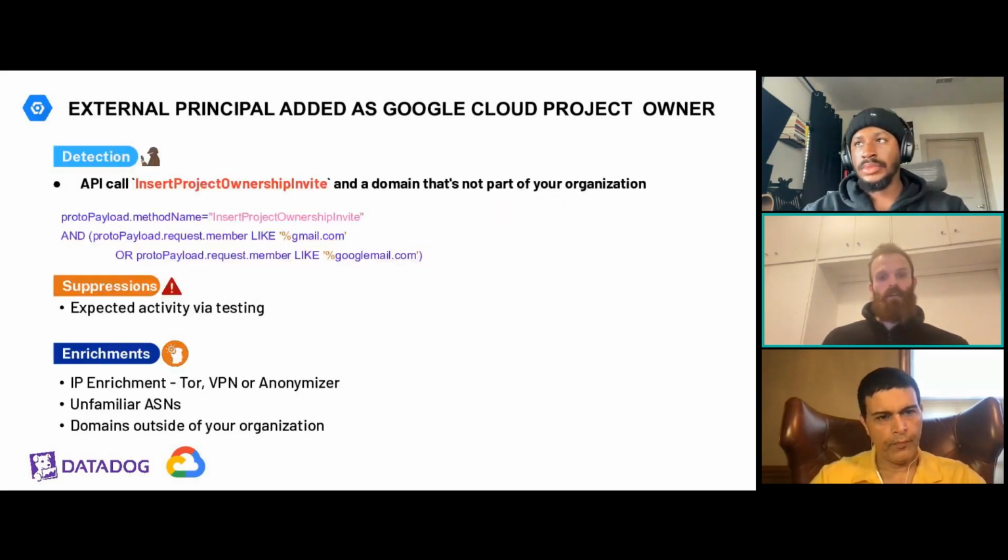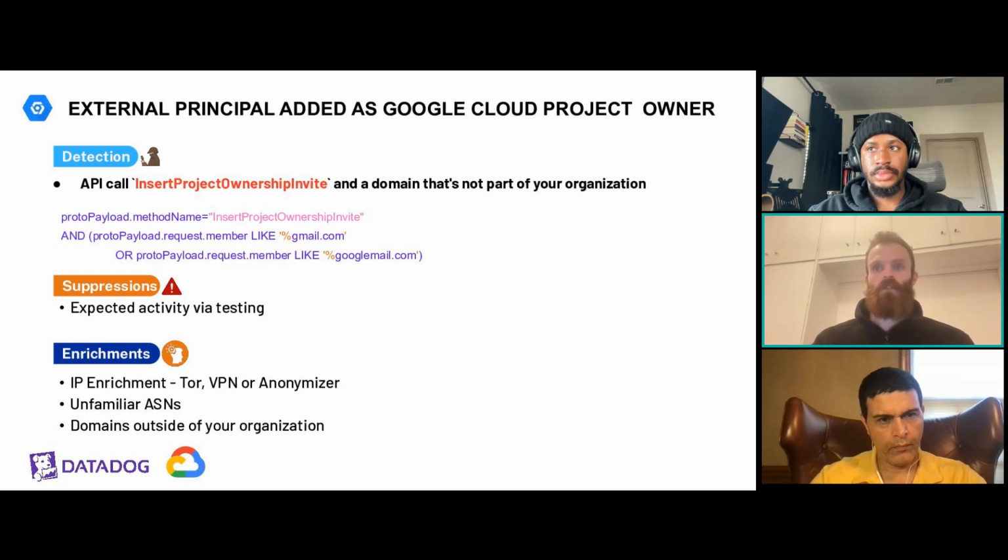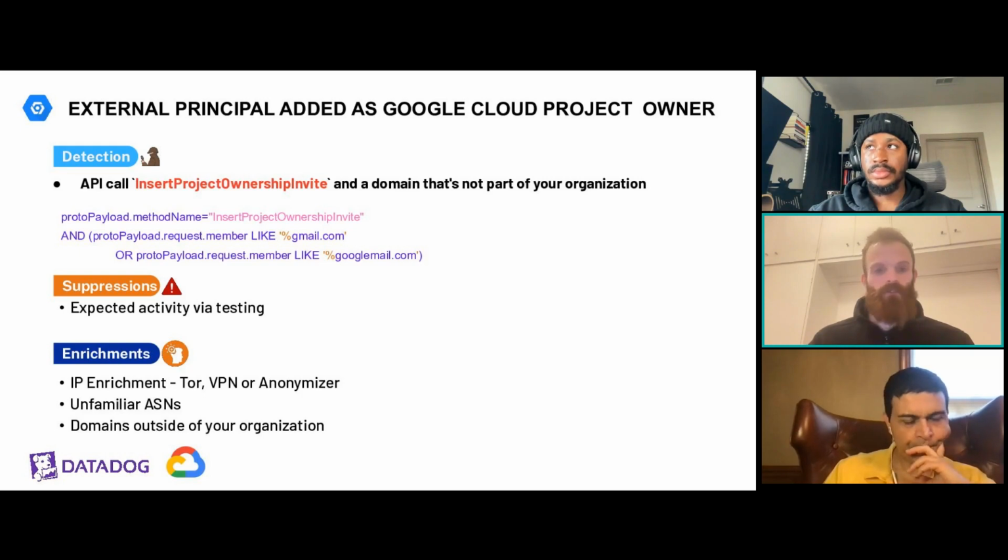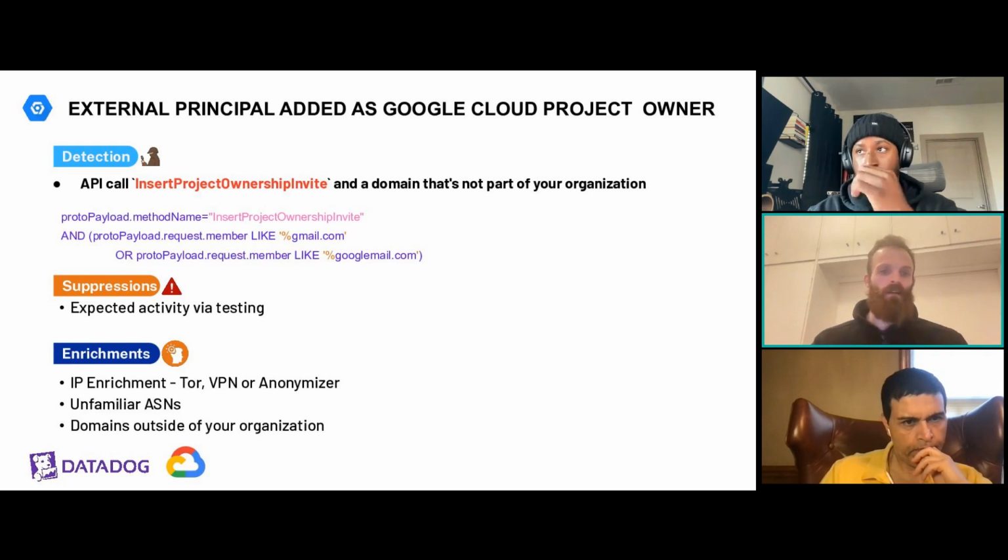Now, let's look at how we could actually detect this. At a high level, we are looking for the API call InsertProjectOwnershipInvite. This call should be relatively rare, so there shouldn't be too high a volume. And in addition to this, you're looking for a domain that's not part of your organization. In this example, we're looking at Gmail, but you should work with your DevOps teams or platform teams to understand what other domains your company owns to exclude those. You may see some false positives or noise. Maybe developers are testing and they will add personal accounts.